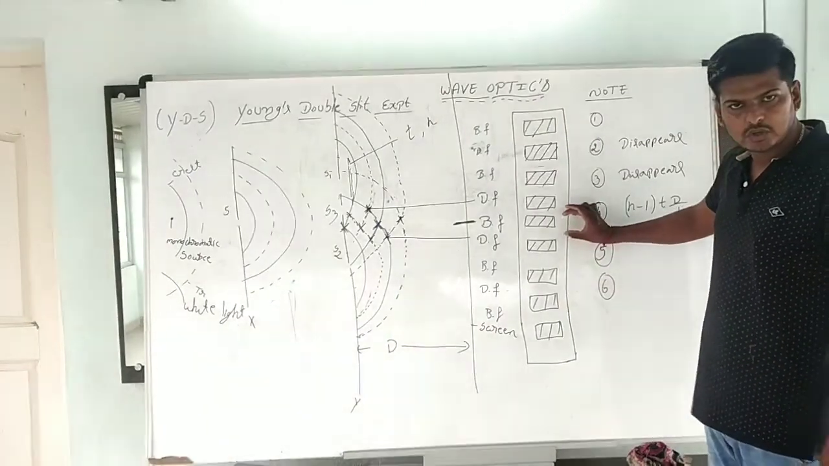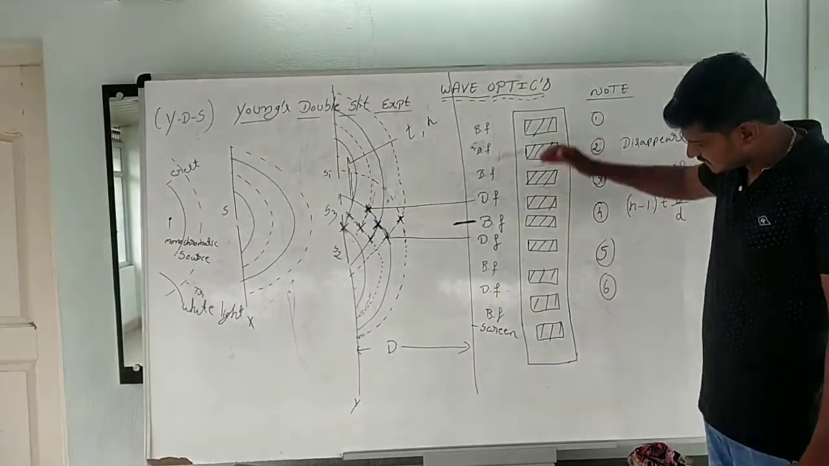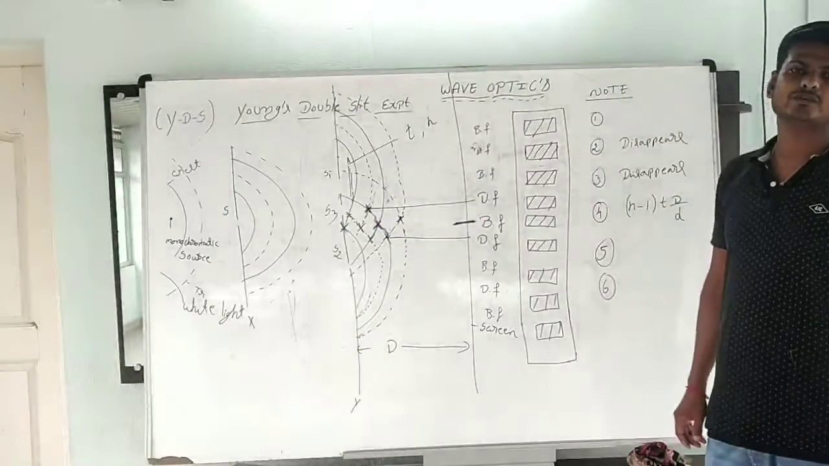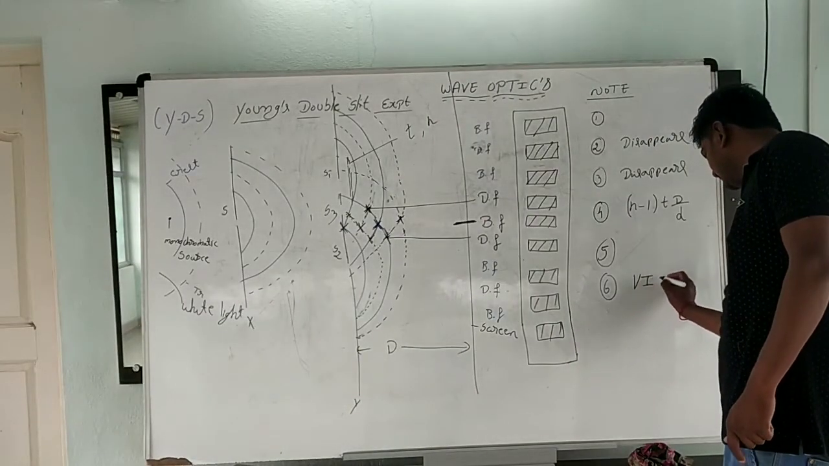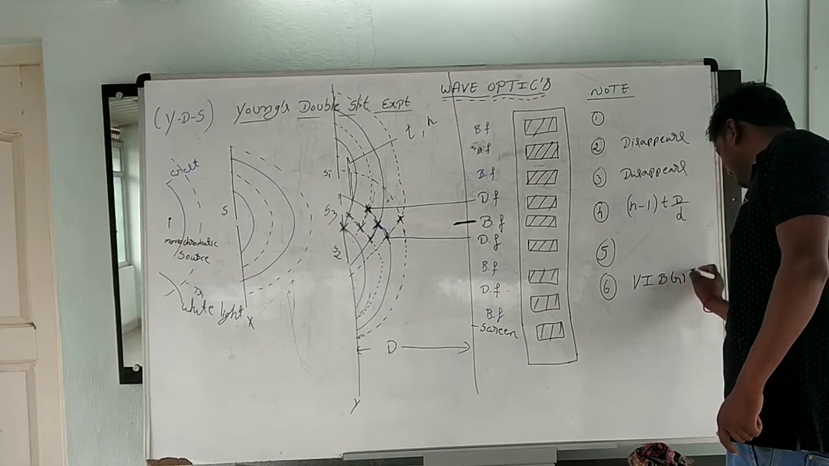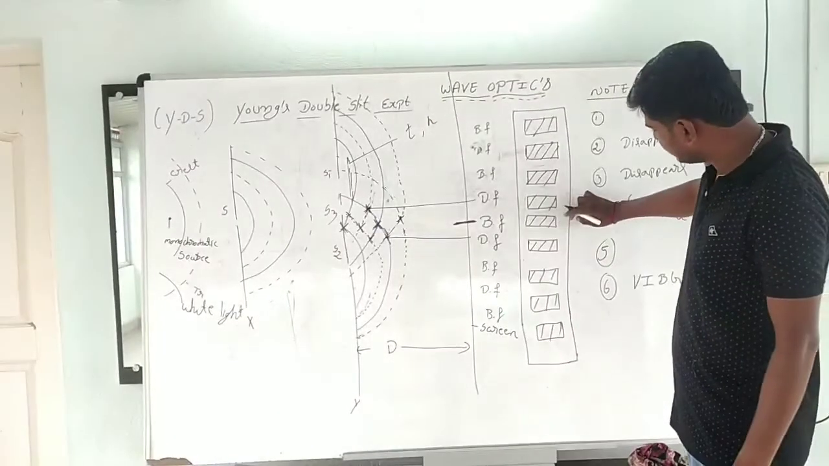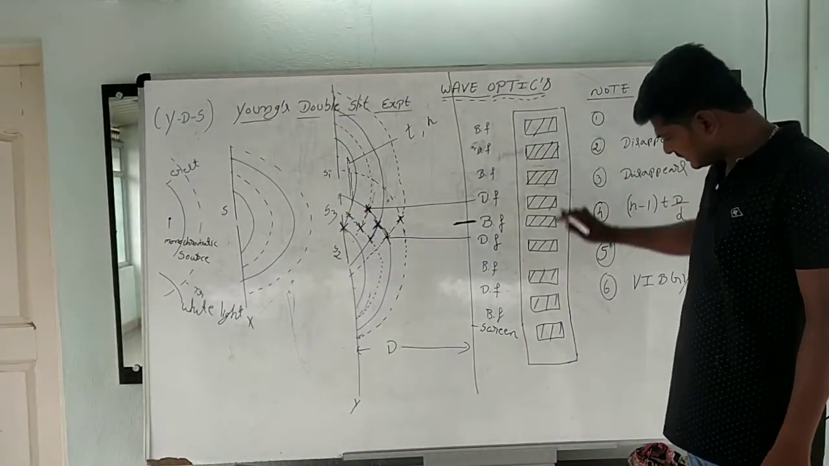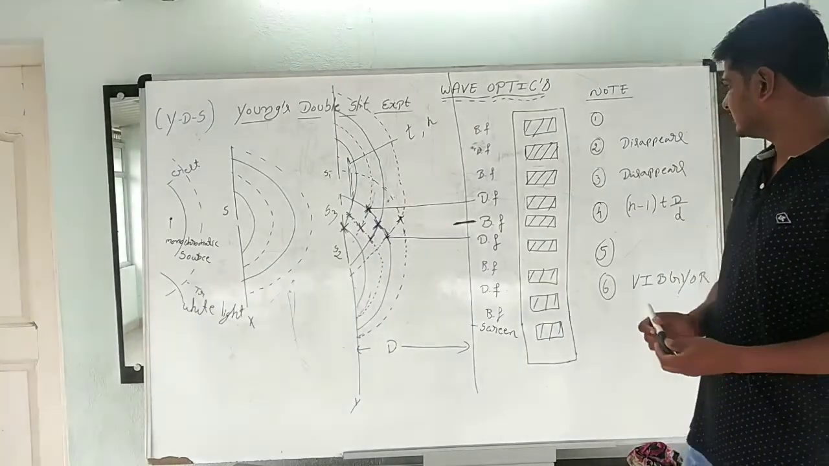The center will be white only, because all the colors intersect there. But above the center or below the center, we will get the fringe pattern in the form of colors, with violet near the center. Below also the same. Clear? So these are the note points.